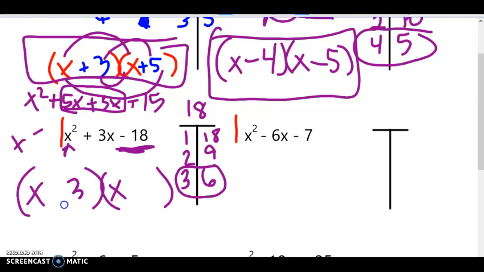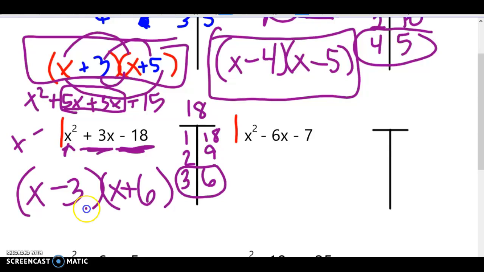Now, I know 3 and 6, it does not matter which order you put them in, but it does matter which one gets the plus and which one gets the minus. So if I'm going to do 3 and 6 and add them together, one being negative, do you see how the positives win? So that means the 6 has to be the positive, and the 3 would be the negative.